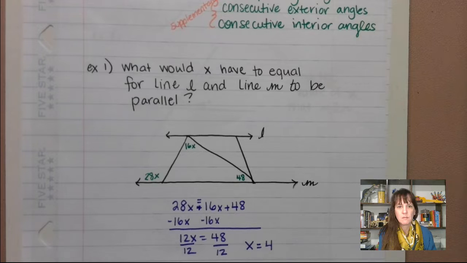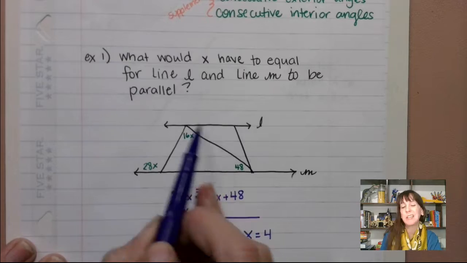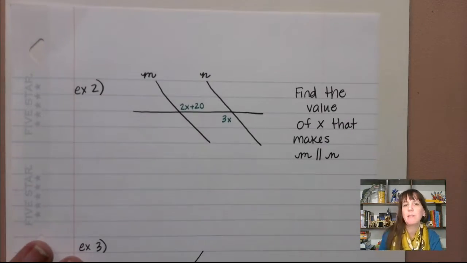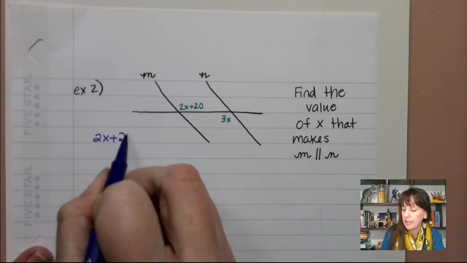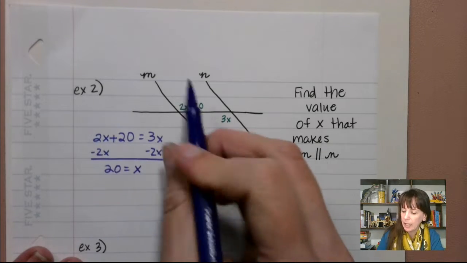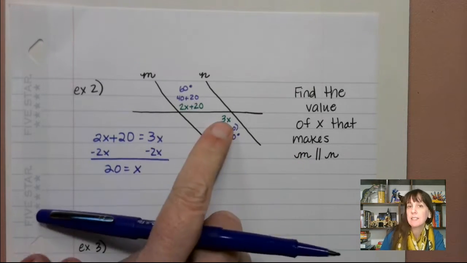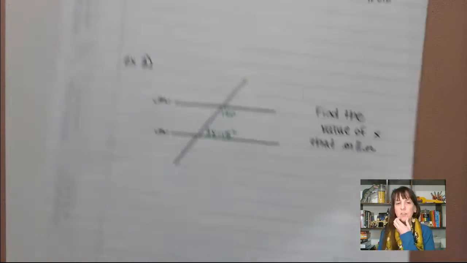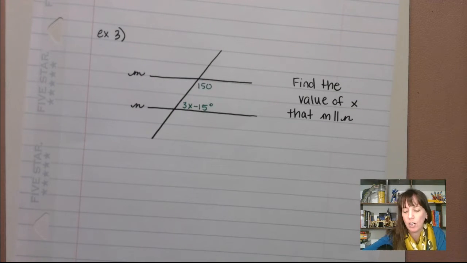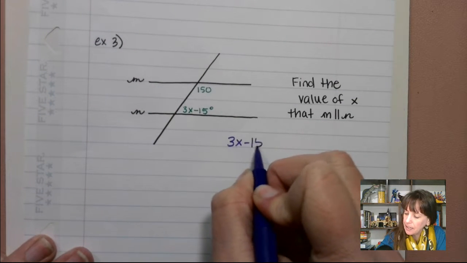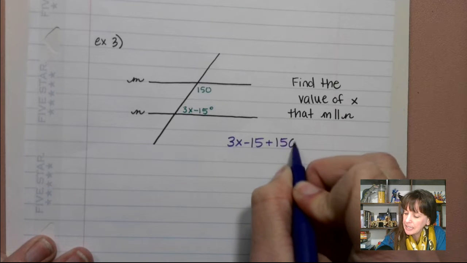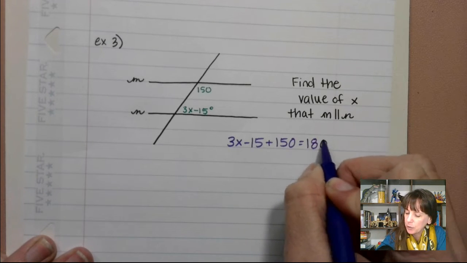Okay, so let's try another one. Looking at this guy, find the value of x that makes m parallel to n. Well, first we look at it and we say they have a relationship of same side or consecutive interior angles, and consecutive interior angles are supplementary. Remember, supplementary means 180 degrees. So we have 3x minus 15 plus 150 equals 180 degrees.